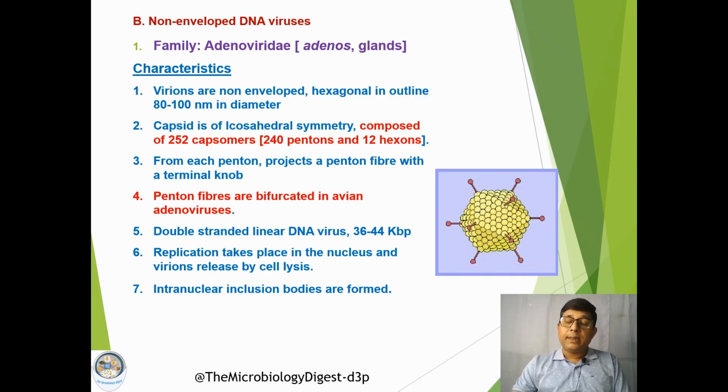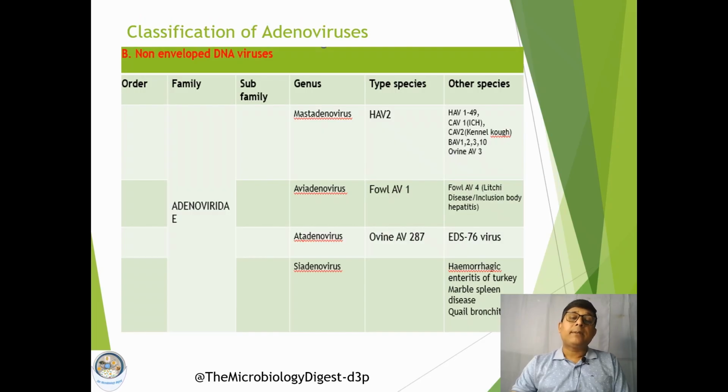The genome is double-stranded DNA. Replication mostly occurs in the nucleus, and the virus is released by cell lysis. It produces intranuclear inclusion bodies. Next, this is the classification of adenovirus. Family is Adenoviridae, no subfamily. It has four different genera: Mastadenovirus, Aviadenovirus, Atadenovirus, and Siadenovirus. There are also a number of other important viruses included in each of the different genera.